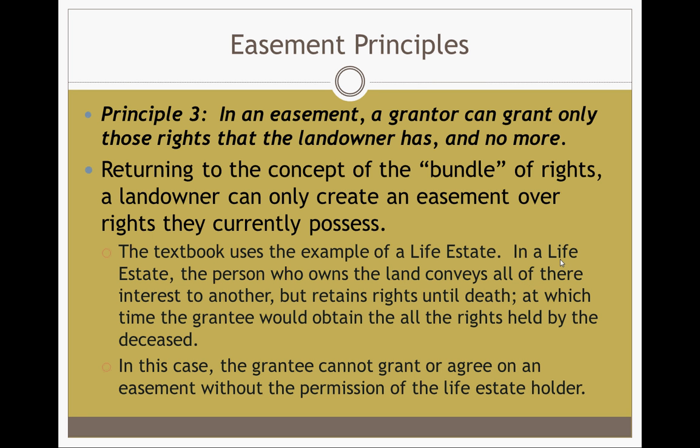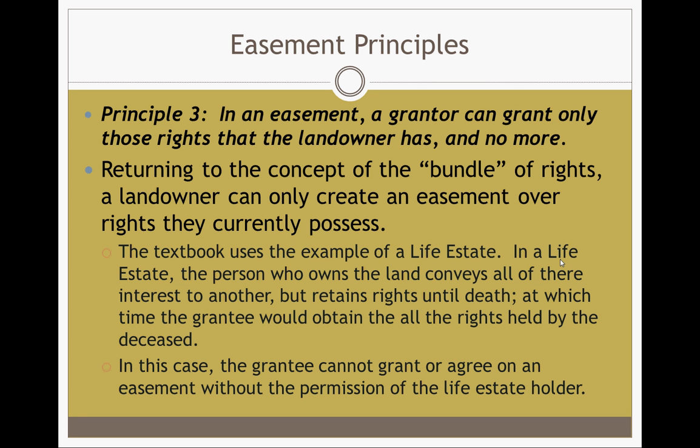Now, the textbook uses an example of a life estate. If you look at the top of page 211, it talks about a life estate. A life estate is where the person who owns the land conveys all of their interest to another person, usually a family member, but they retain the rights until death. So the landowner says, all right, grandson, I'm going to let you own the property. Your name's on it, but I still have rights to it until I die. When he dies, all the rights then go to the grantee, the grandson.